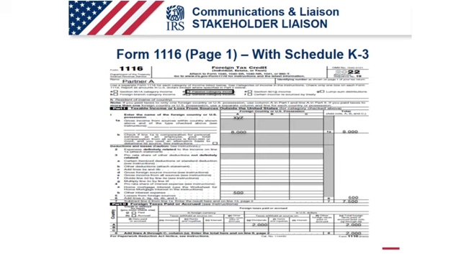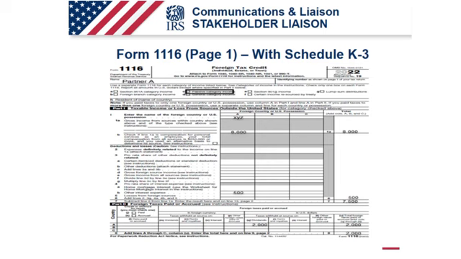Now we're going to look at the 1116 as it would be filled out when you have this additional information from the Schedule K-3 that you requested. You see on page 1, we've still got the $8,000 of foreign source income, but now down on line 6, we see that the interest expense that's allocable to the foreign source income is only $500 instead of $1,000. And that's where we see the difference show up. And now the total foreign source income is $7,500.